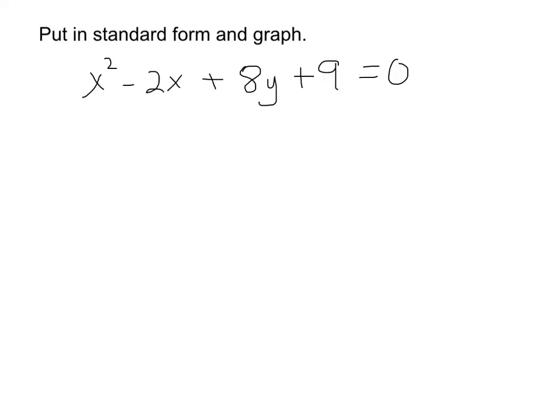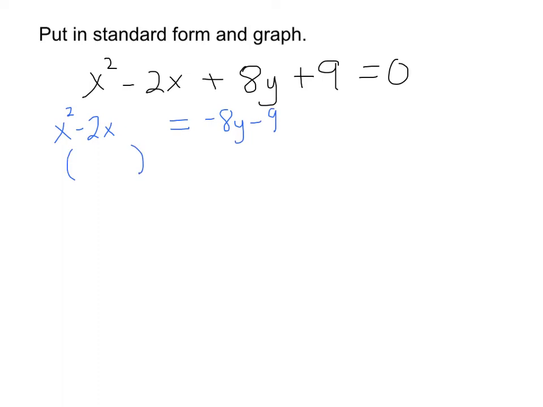Okay, here's our final example. We're going to put this equation that's in general form into standard form and then graph it. All right, so the first thing we want to do is rewrite this. I'm going to leave the part that I'm going to complete the square on the left side, leave a space, and then I'm going to subtract the 8y and the 9 to the right side.